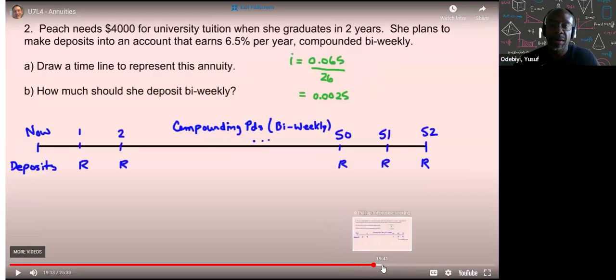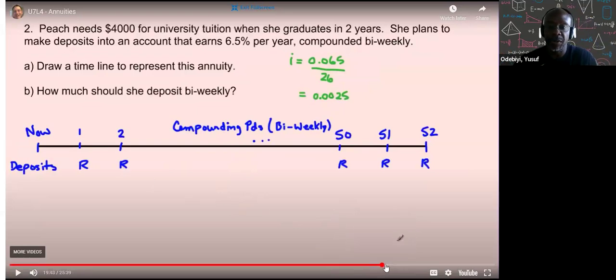Okay, so by the way, when we say 2 years, that means, and it's bi-weekly, she's going to put money in. So that means that she's going to have to do 52 payments, right? Because 1 year is 26 bi-weekly payments. 2 years will be another 26. That's 52. So 52 bi-weekly payments she has to do, which is your R, which we don't know.